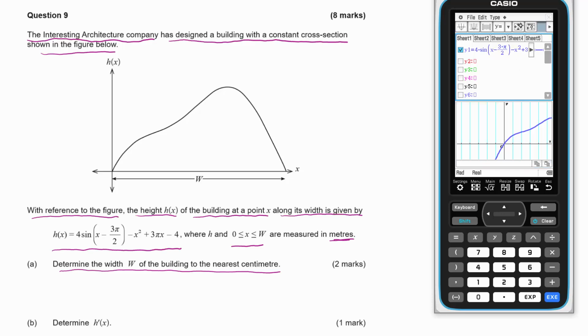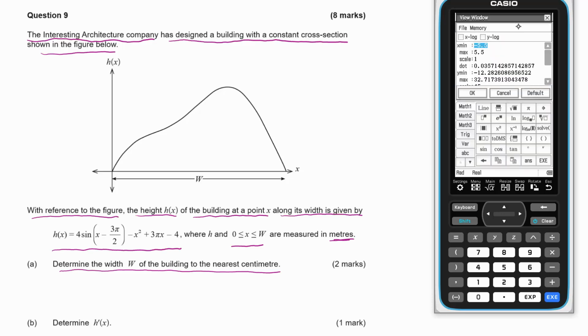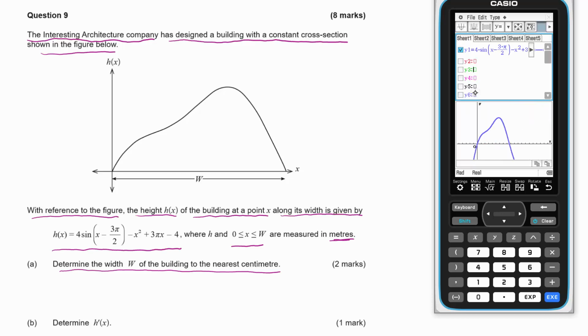So if I've got negative 5.5, let's maybe put this out to 20 or something. And everything else there might be okay. And here's our graph, and we can see that the cross section goes from the origin to where it crosses the axis here. So what we really want is to find the roots.